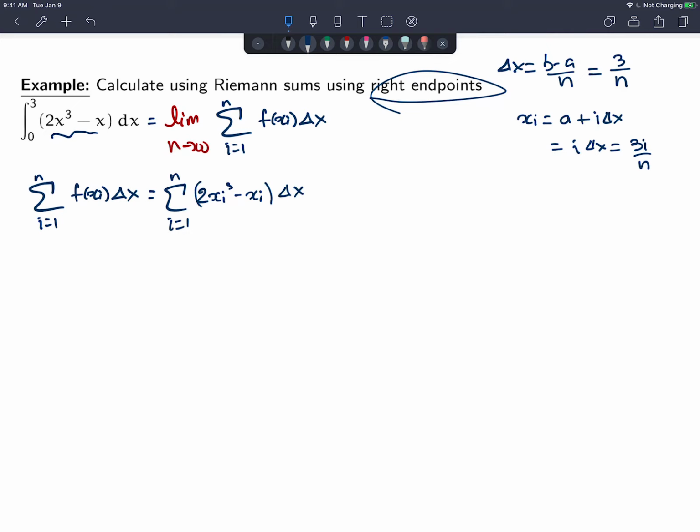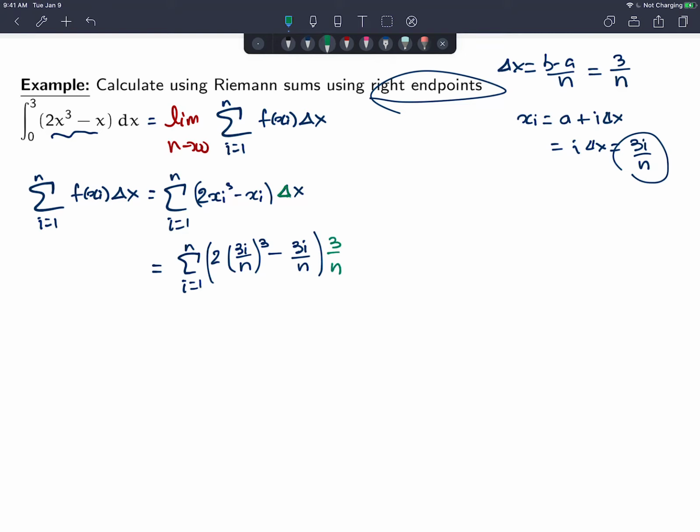And now I'm going to write down what everything is. So this is the sum from i equals 1 up to n, and x i over here is just 3i over n, right? So I'm going to write 2 times the quantity 3i over n cubed, minus 3i over n, and all that multiplied by delta x, which is 3 over n. I'm going to write it in green.